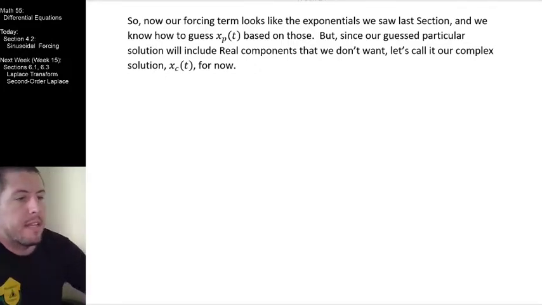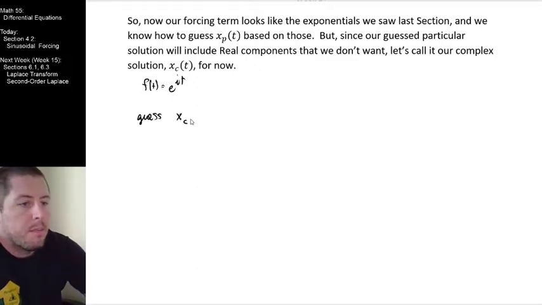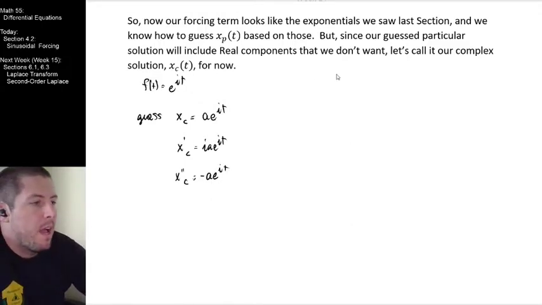So let's go ahead and do that here. We're going to guess our x sub c. We had that our forcing function is now e to the it. So we're going to guess that our x sub c should be a e to the it. In that case, our derivative of x sub c should be i a e to the it, and our second derivative is going to pop down another i, so that just makes it a negative a e to the it. And we can throw all this stuff into our differential equation.